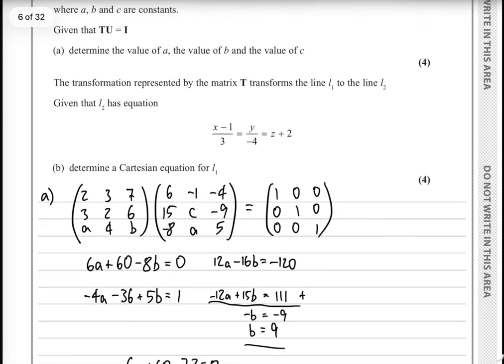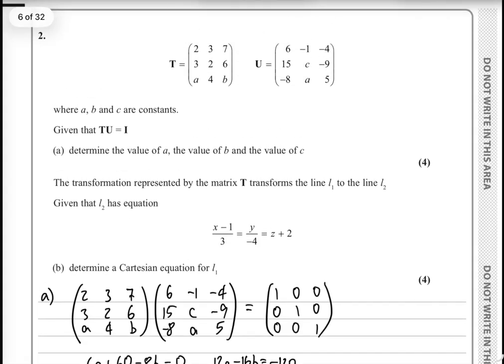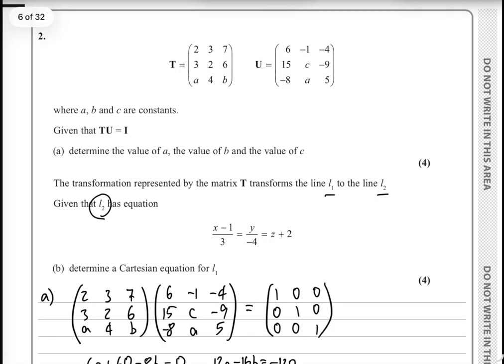Part B, there's a bit more information. The transformation represented by the matrix T transforms the line L1 to the line L2. Given that L2 has the equation this, determine a Cartesian equation for L1. So we want to work backwards here. So we're saying T acting on L1 equals L2, but we know L2, not L1. So to find L1, we want the inverse matrix of T acting on L2.